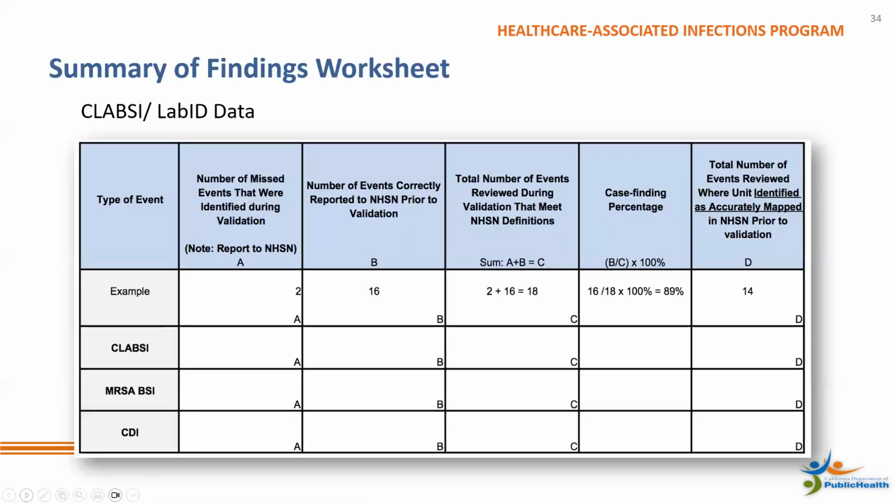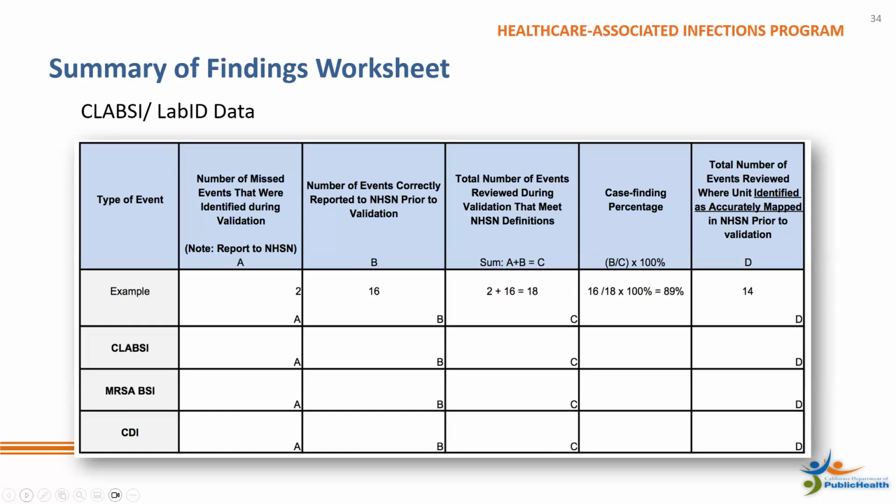All right, so I'm going to walk you through each of these worksheets. So this is the summary worksheet specifically for CLABSI as well as Lab ID data. And so for the first column, column A, this is where you will put the number of missed events that were identified during the validation. The next is going to be column B, and this is where you will list the number of events correctly reported to NHSN prior to validation. As we can see from the example, there were 2 that were missed. And then in column B, there were 16 that were correctly reported.